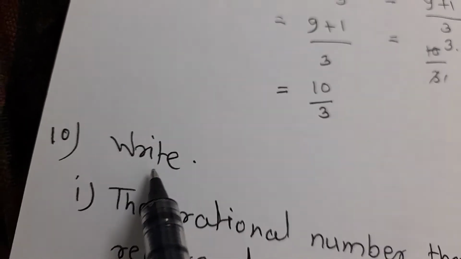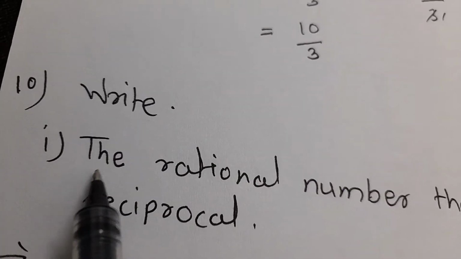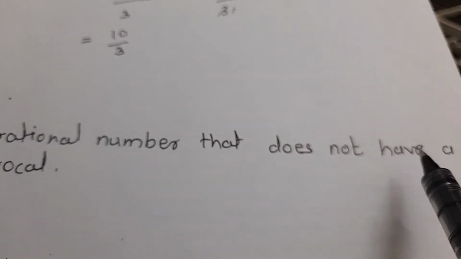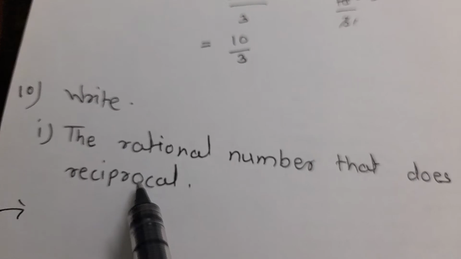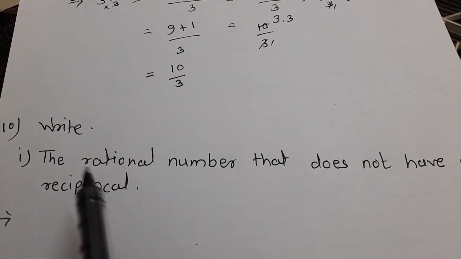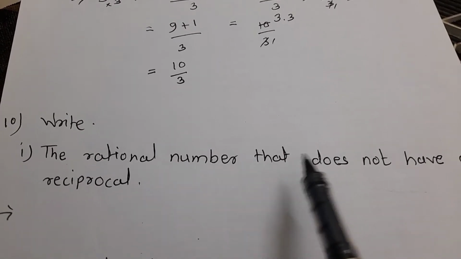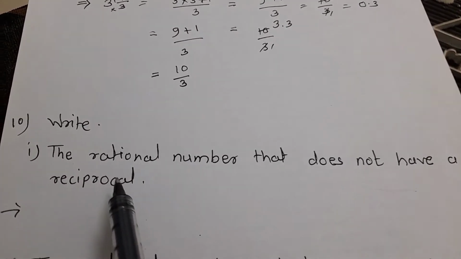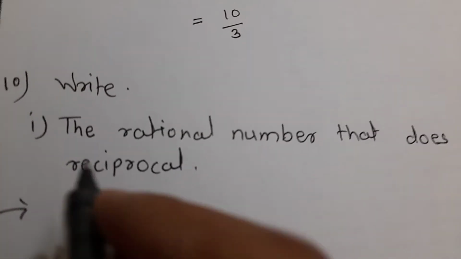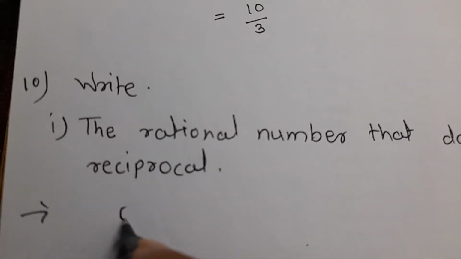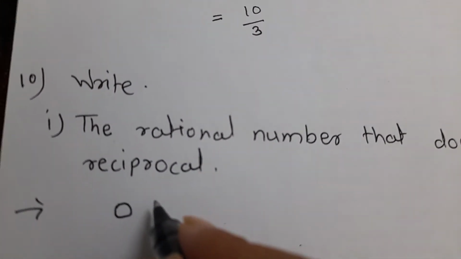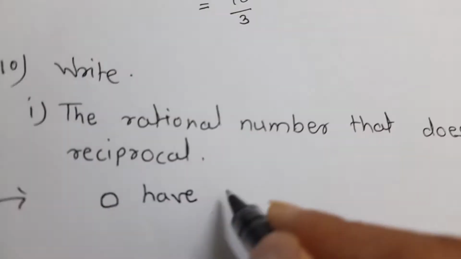Now question 10. Write the rational number that does not have a reciprocal. Which is that number? Yes, we know that number is 0, which does not have a reciprocal. 0 has no reciprocal.